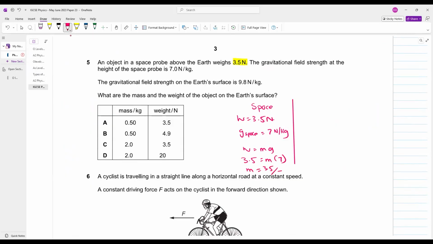Mass comes out to be 3.5 divided by 7, that is 0.5 kg. Now you can also calculate the weight on earth. Your mass comes out to be 0.5 kg.